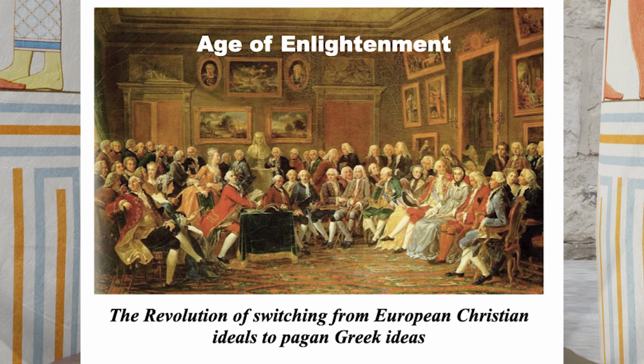Then we come to the famed Age of Enlightenment. There's a problem here. There's a real problem. The Age of Enlightenment, around 1685, is a revolution. Now let me boil it down to its most basic ideas. The Age of Enlightenment is a revolution in which they switched from the European Christian ideas and went back to the pagan Greek ideals. Let me say what that is.